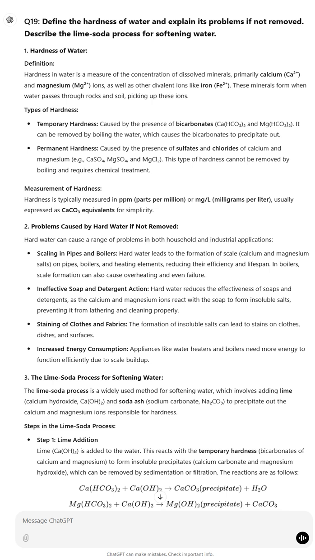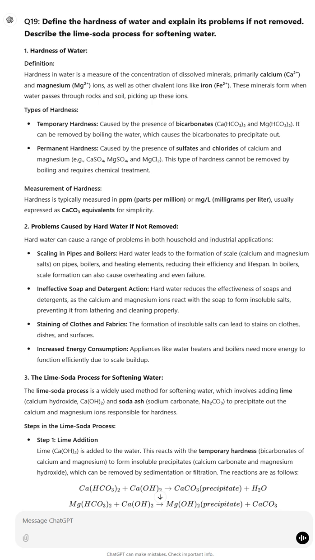2. Problems caused by hard water if not removed. Hard water can cause a range of problems in both household and industrial applications. Scaling in pipes and boilers. Hard water leads to the formation of scale, calcium and magnesium salts, on pipes, boilers, and heating elements, reducing their efficiency and lifespan. In boilers, scale formation can also cause overheating and even failure.